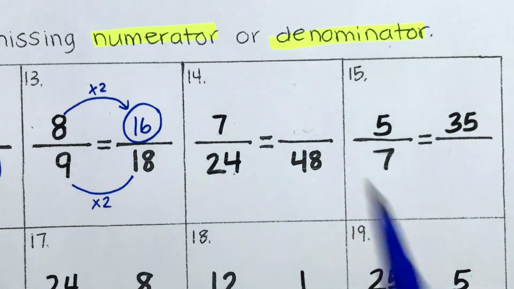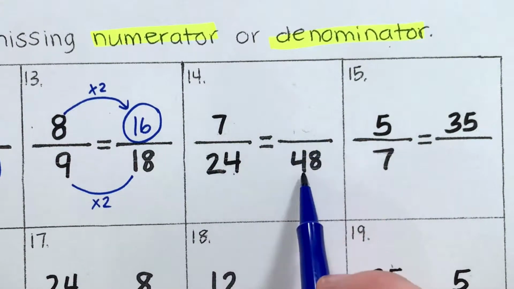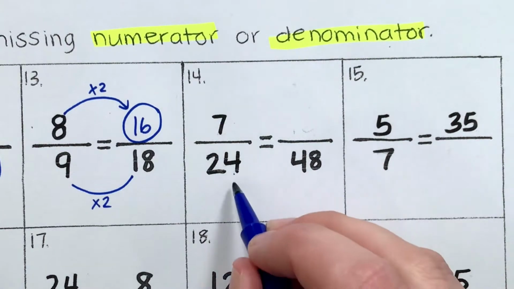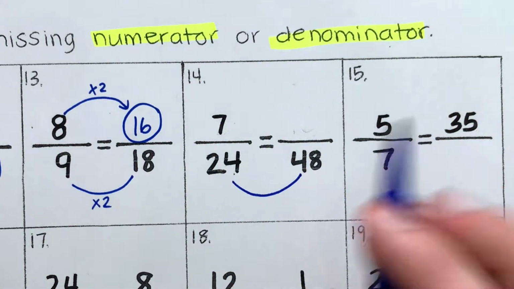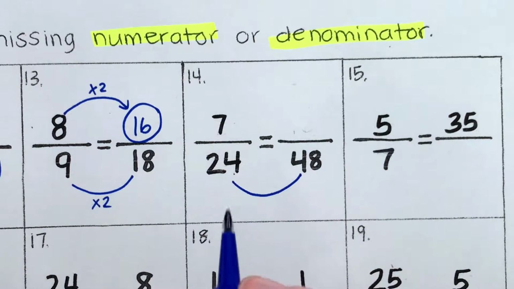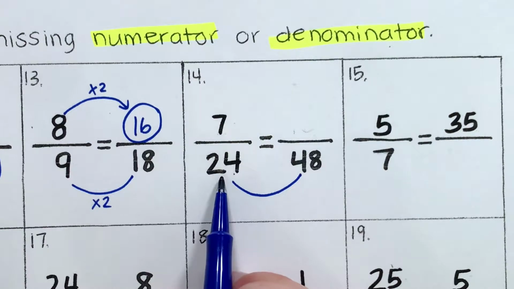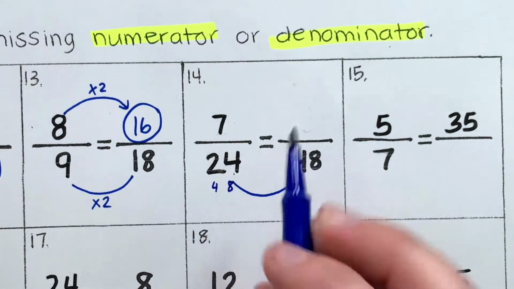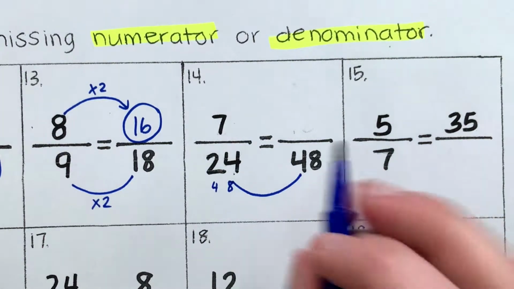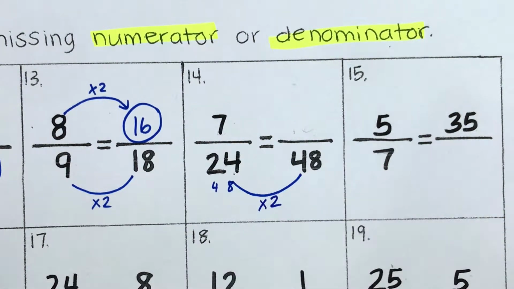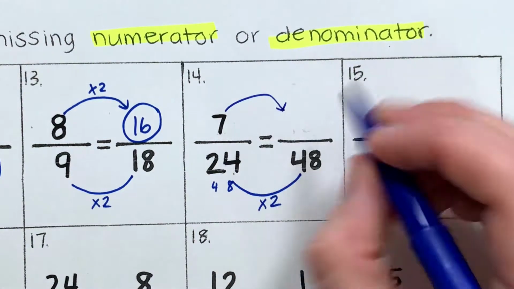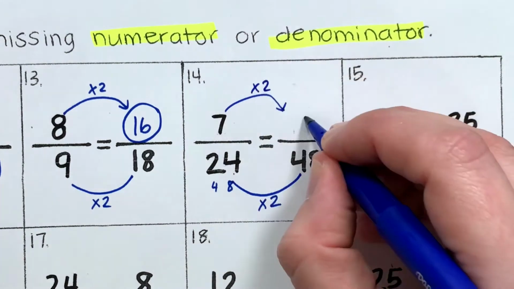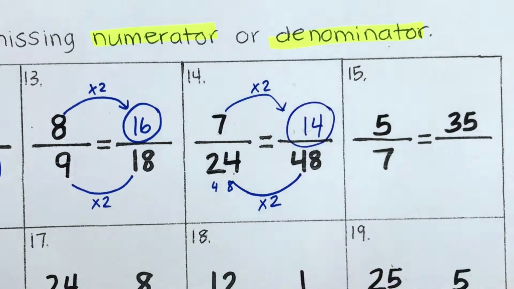All right. We have 7/24 is equal to blank over 48. So these are the two numbers that are next to each other that we do have, and we need to find the connection. 24 and 48. 24 doubled, okay? 2 doubled is 4, 4 doubled is 8. Oh, so 24 is exactly half of 48, which means all you have to do is multiply by 2. 24 times 2 is 48. 7 times 2 is 14. 14 is our missing number.